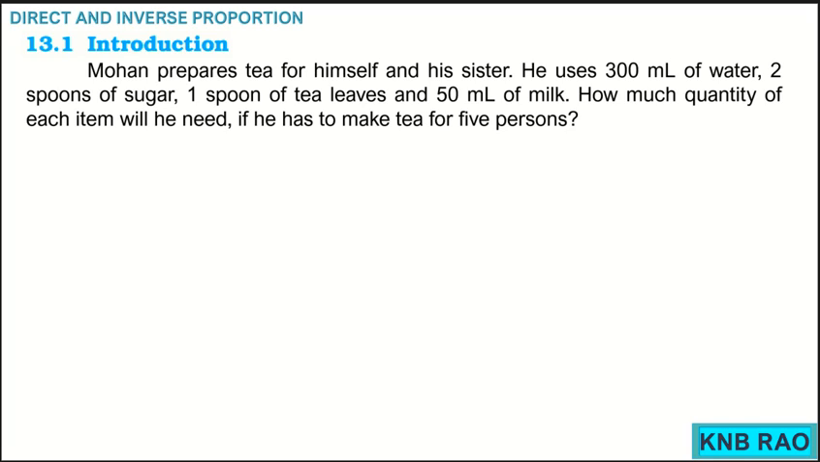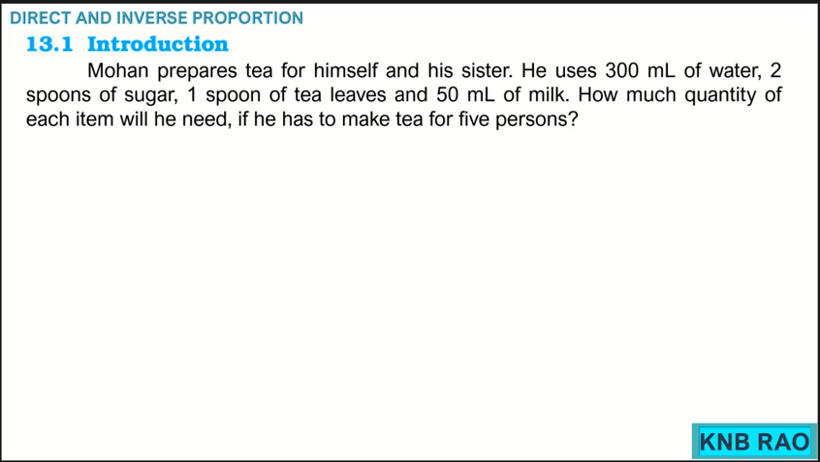When he is preparing for 2 people, he required 300 ml of water, 2 spoons of sugar, 1 spoon of tea leaves and 50 ml of milk, whereas for 5 people he may require more than those quantities obviously, but how much of each is required? So you might have come across such a situation where you need to find this.